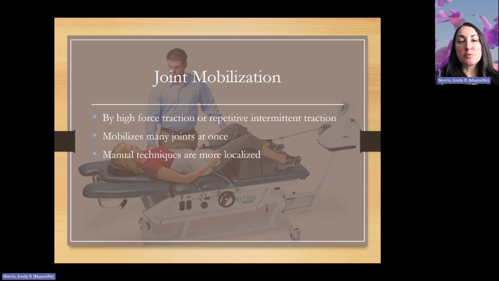Joint mobilization, the way that it does it is by high force traction or repetitive or intermittent traction. It mobilizes many joints at a time, so it's not specific. Manual techniques are more localized, and mechanical traction is more generalized throughout the entire spine.